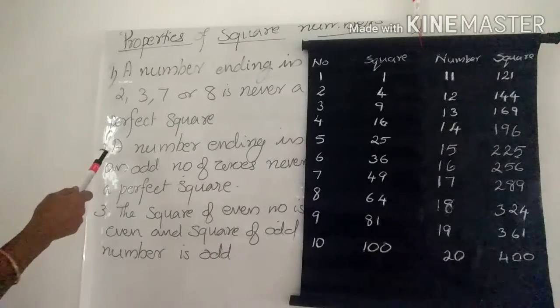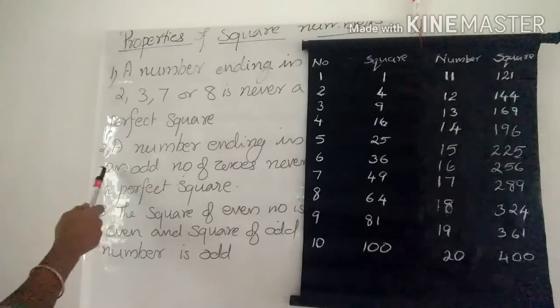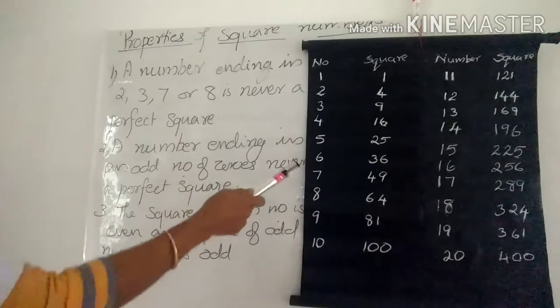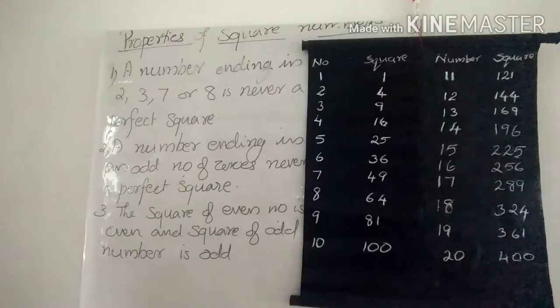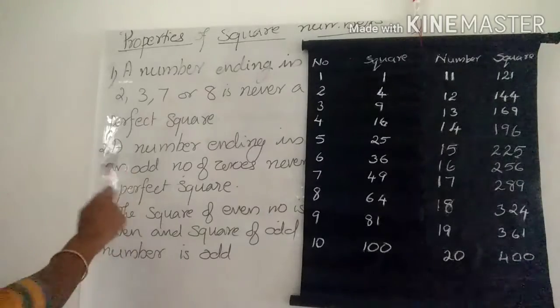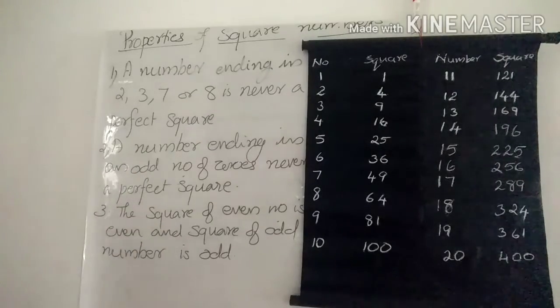So, next property: a number ending in an odd number of zeros is never a perfect square. What is the meaning? If the number of zeros at the end is odd, then it never becomes a perfect square. So that is the second property.